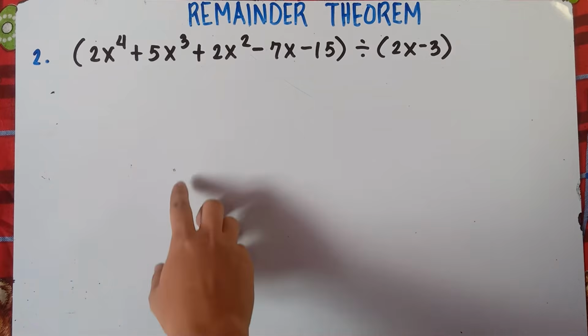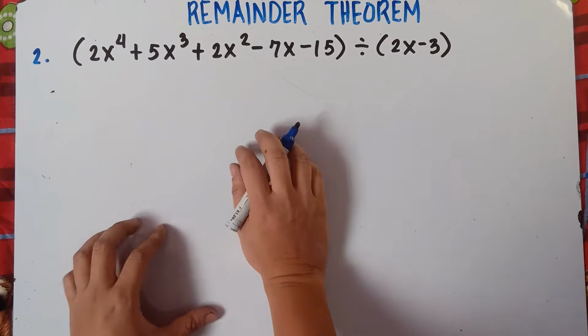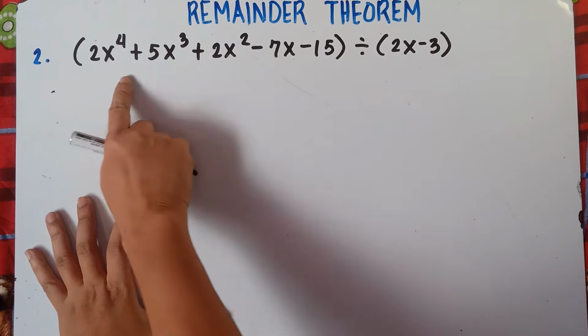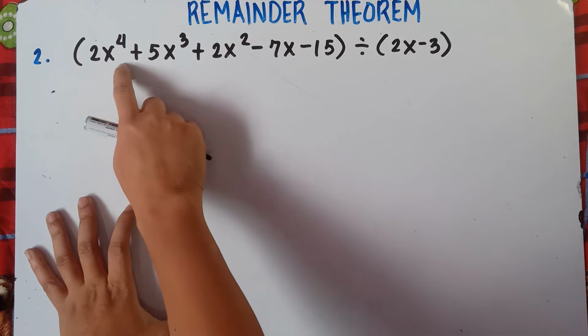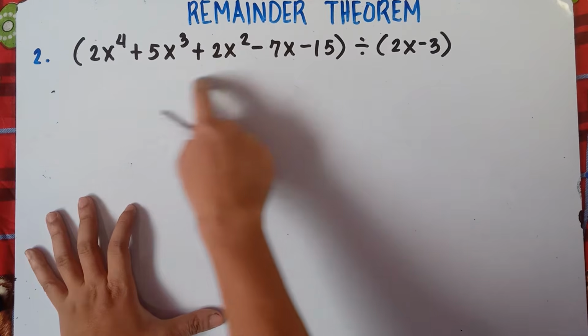Our x value will be a fraction later on. So let's start. First thing to do, class, you check first the dividend. Check if the degree is arranged, if the exponents are arranged. Yep, it's already arranged. We have x raised to the power of 4, x cubed, x squared, x, then the number.